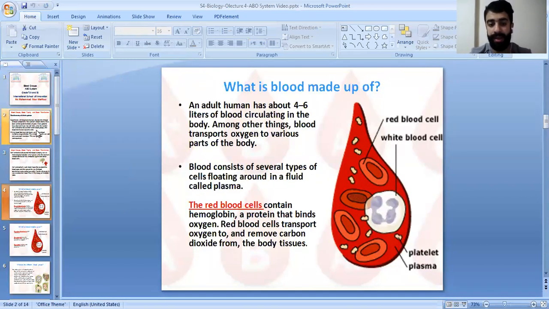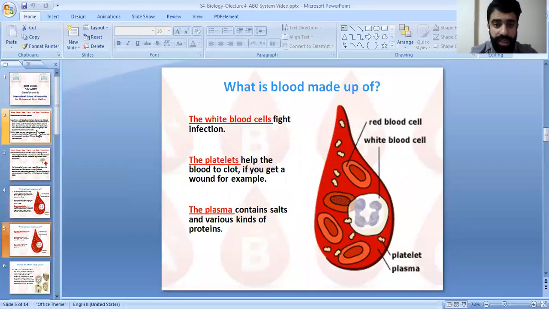There are red blood cells. What do they do? You have to know what hemoglobin is. It's the protein that binds to oxygen. You have to know that white blood cells fight against infection. You have to know that platelets help the blood to clot.